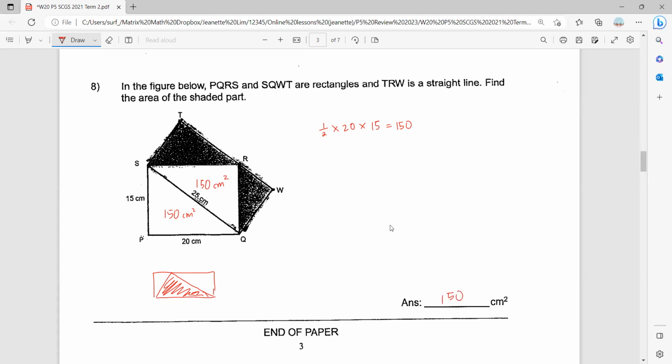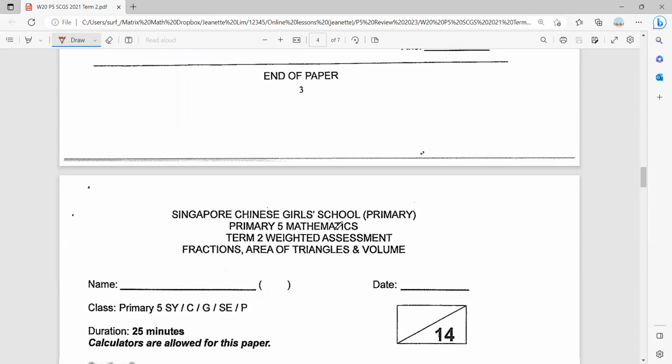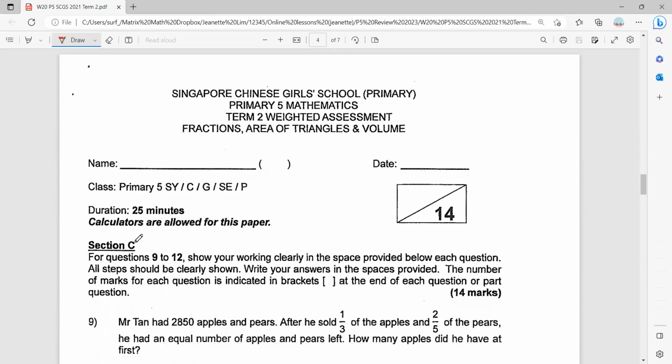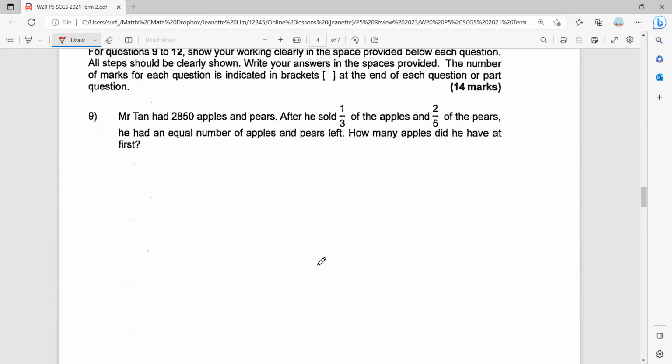Okay, so this is the end of the first part, which is no calculators, right? Now for the next part, section C, calculators are allowed. Okay, let's move on to question 9.